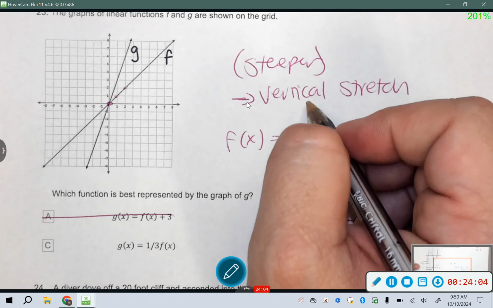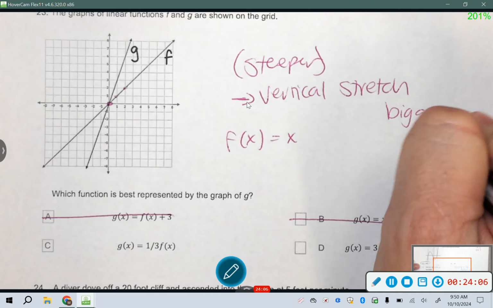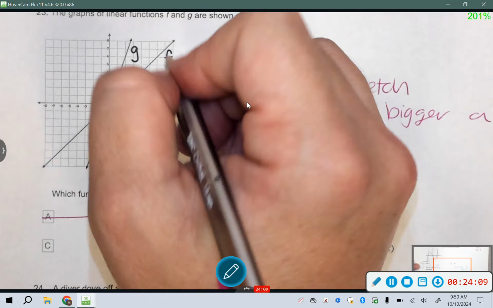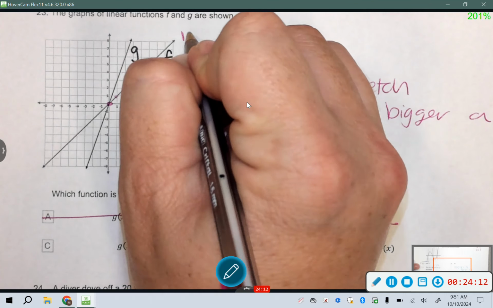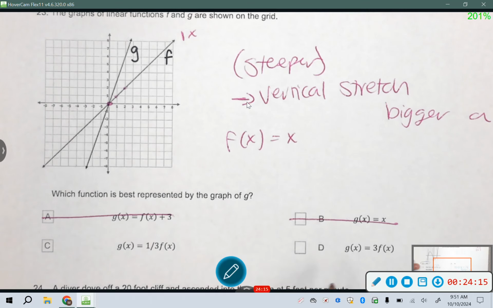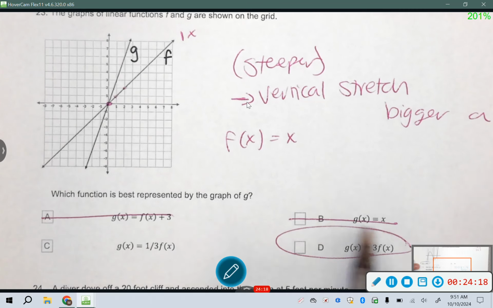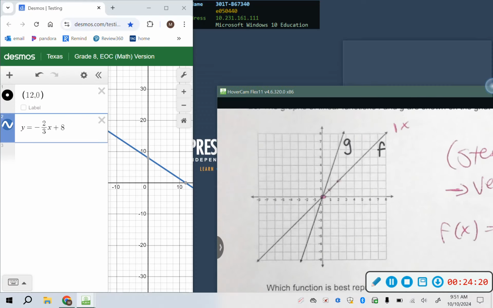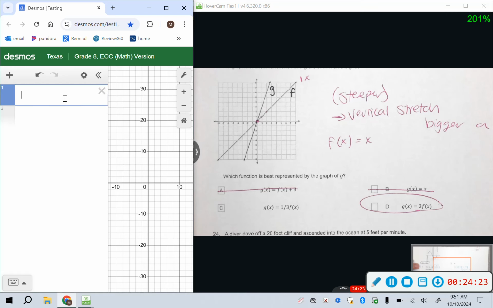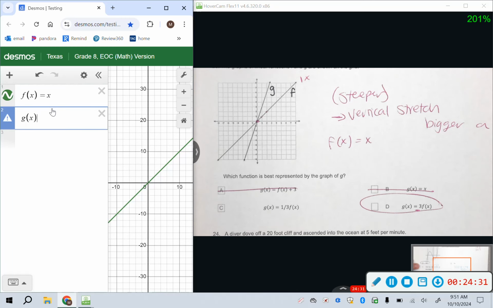To make it steeper, I need a bigger number, bigger a. And a of f, because it's just going up 1/1, is 1. So I need my slope to be bigger, which is 3. So D is my answer. This is one you can check in your calculator because it's only talking about steepness. If I know f of x equals x, and then I type g of x equals f of x, that's the same line, so I knew that was wrong. And I type 3, did it get steeper? Yes. So that is correct.